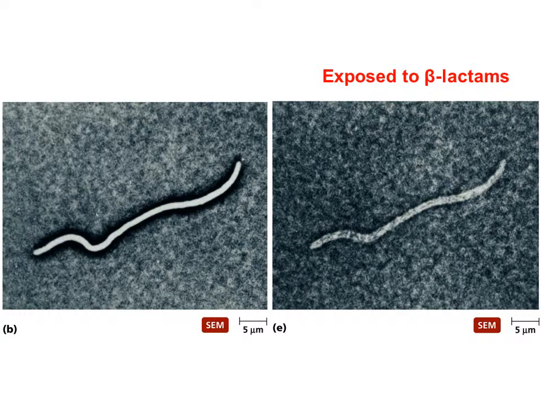In this image, we're looking at a bacteria that is not exposed to beta-lactam and one that is exposed to beta-lactam. The beta-lactam makes the bacterial wall weakened. Therefore, the bacteria is beginning to lyse.